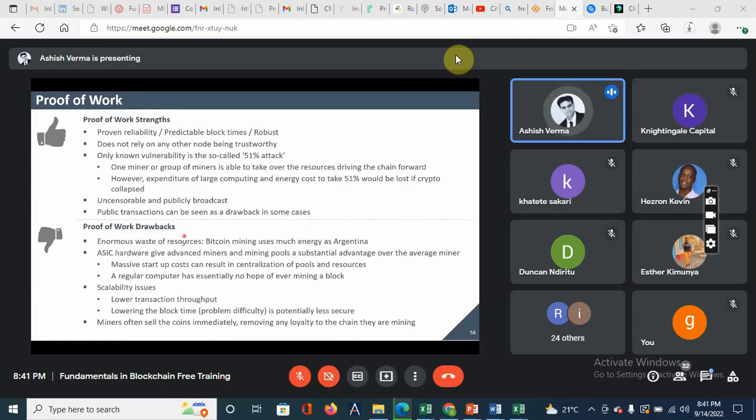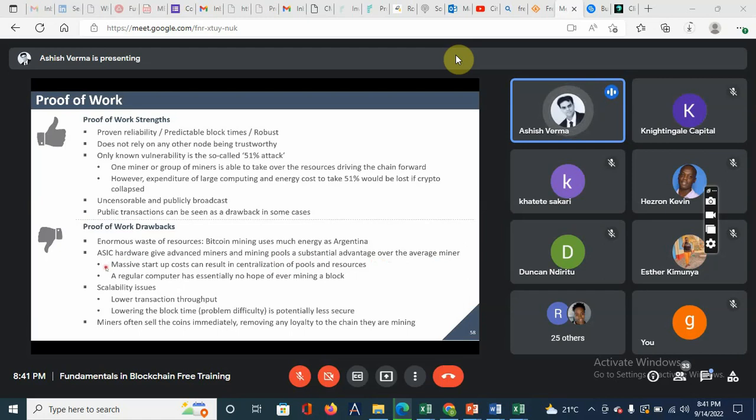Some of the drawbacks: enormous waste of resources. Bitcoin mining is actually using energy equivalent to Argentina. That means there are so many machines that the electricity consumption is way too high. That's why it's sometimes said that Bitcoin is not very environmentally friendly. The machines we use for Bitcoin are called ASIC hardware, which are very advanced mining machines, and they take a substantial advantage over the average miner.